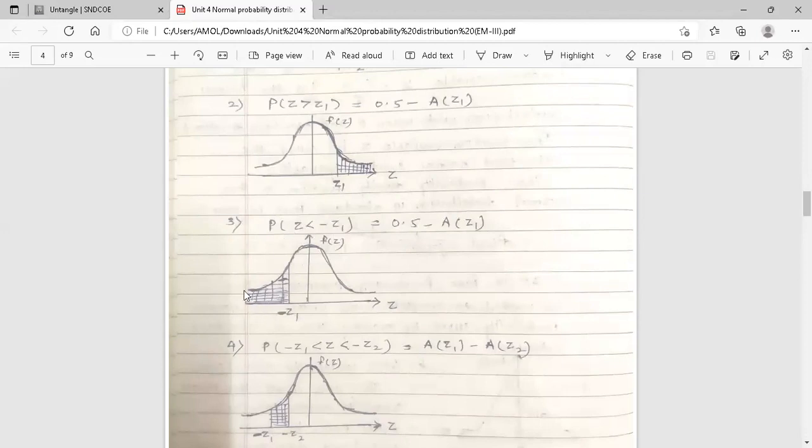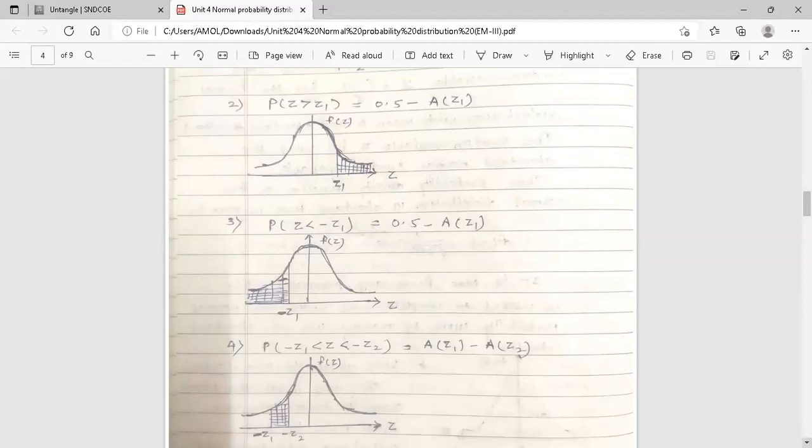Now how to calculate this probability? This complete LHS region is 0.5, and you subtract the area of Z1. The area of Z1 is this blank region. If we subtract this region from 0.5, we have the area of the shaded portion, and the area of the shaded portion is nothing but the probability of Z less than minus Z1. So the formula is 0.5 minus the area of Z1.